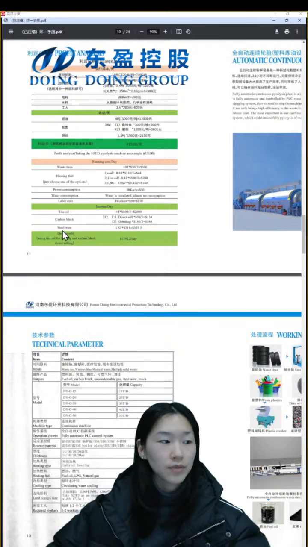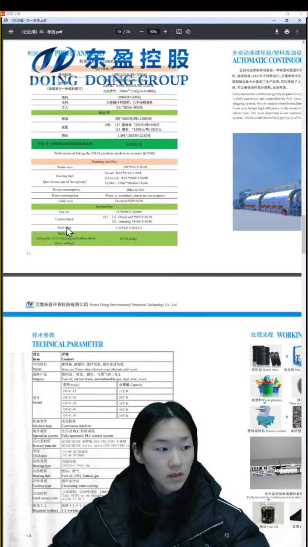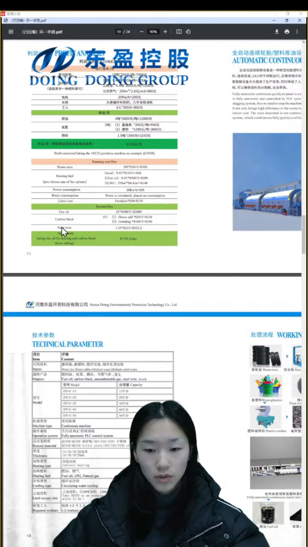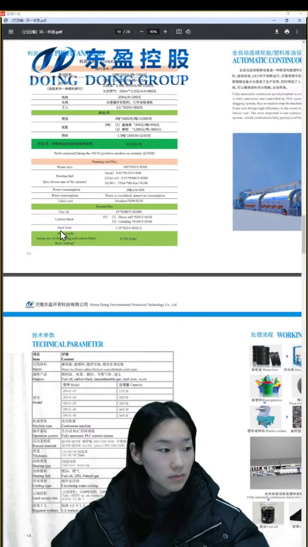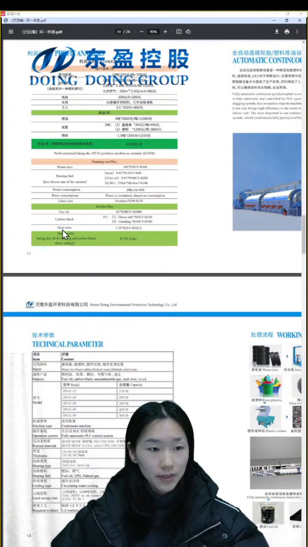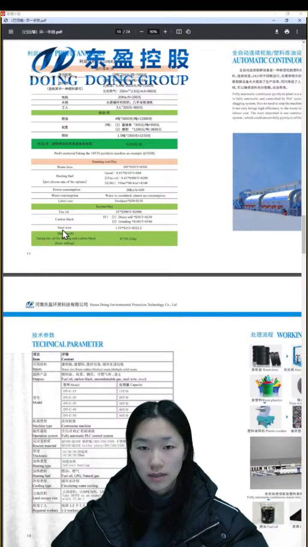And from tires you can get steel wire. But if your raw material is plastic, there is no steel wire, so you don't need to consider this product. But if there is any steel factory in your local area, you can sell the steel wire to this factory. If there is no such factory, you can find buyers.